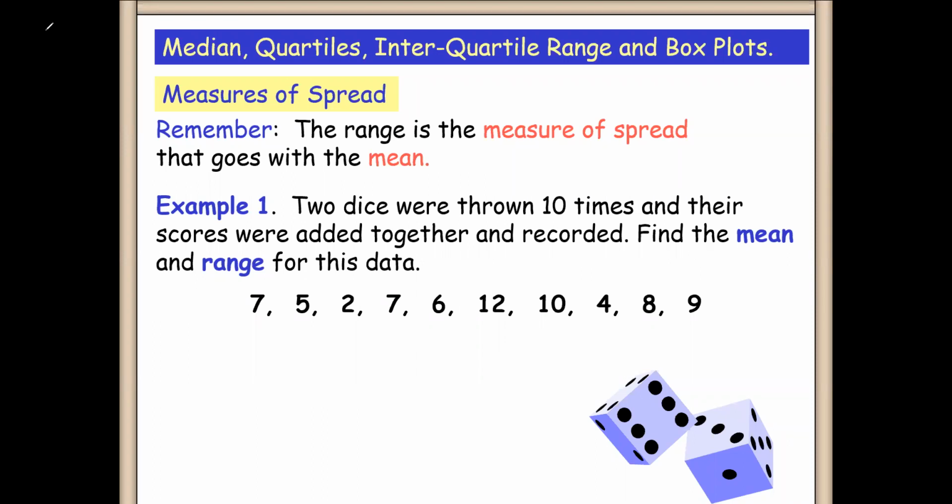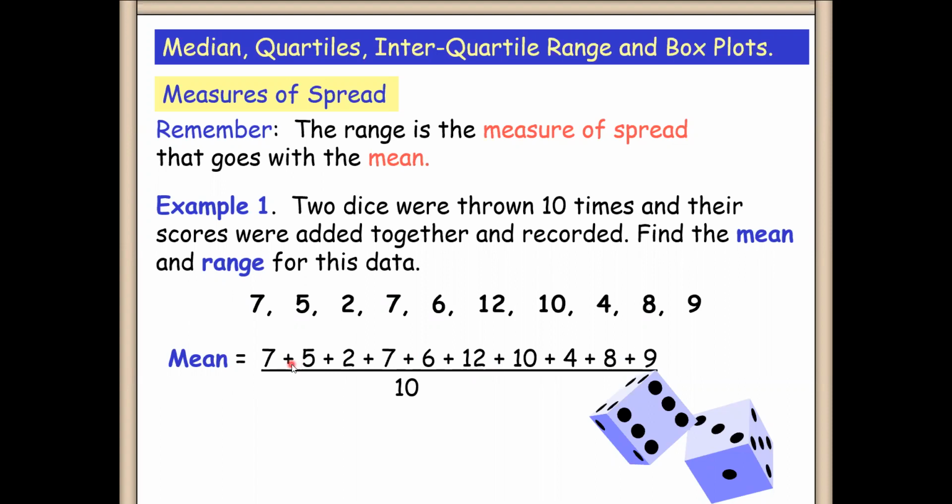So let's try and understand the word mean. Can someone tell me out there, what does the word mean to you? Means average. It means average. Well done. So to find the average, we know that we're going to add all these numbers together and divide by the number of numbers.